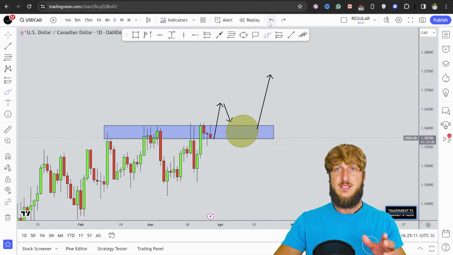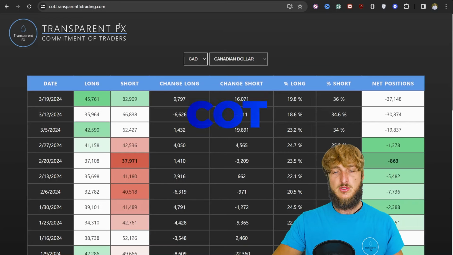Now, speaking about institutional longing, let's go and check what we have when it comes to the commitment of traders.